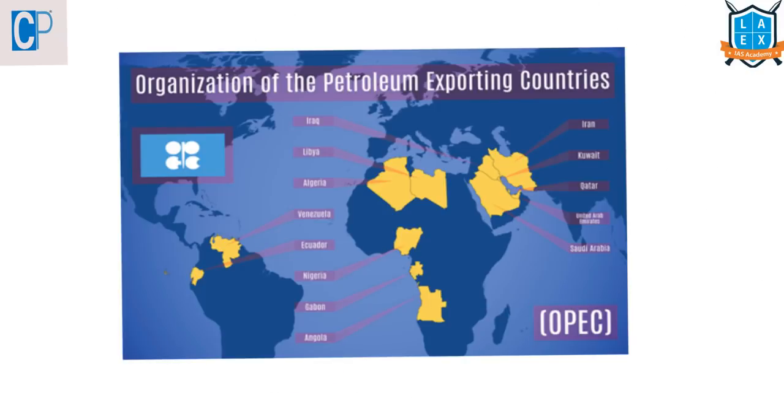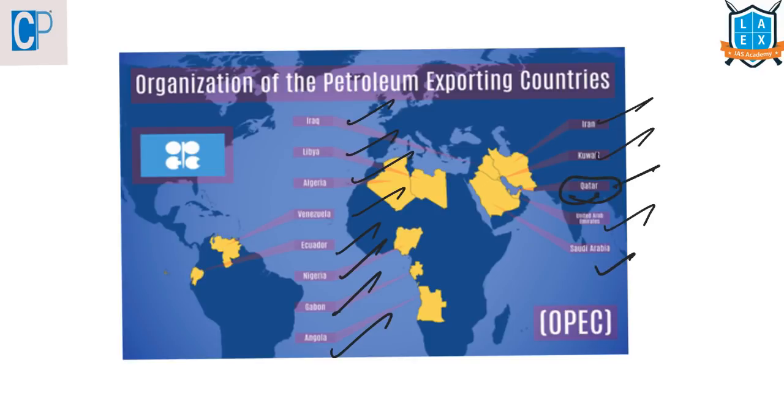Here you can see the member countries of this OPEC: Iraq, Libya, Algeria, Venezuela, Ecuador, Nigeria, Gabon, Angola, Iran, Kuwait, United Arab Emirates and Saudi Arabia. Qatar is no longer a member of this OPEC.